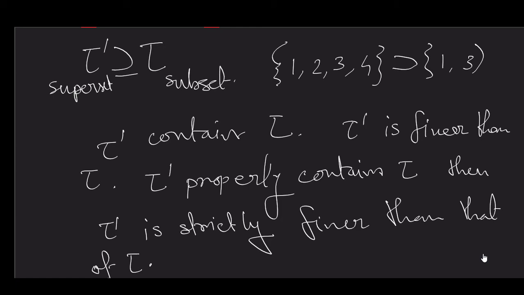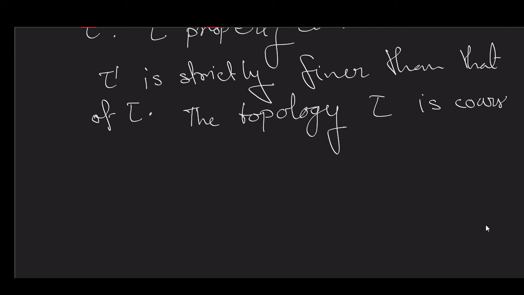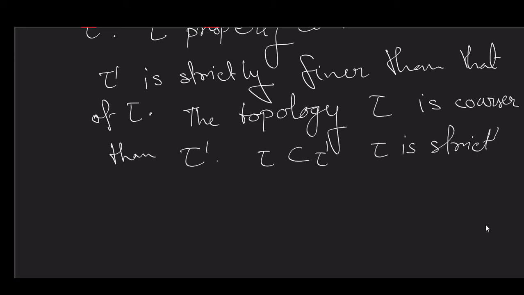tau. And conversely, we can say that if tau is contained in tau dash, the topology tau is coarser than tau dash. And obviously, for properly, you can write it: they are strictly coarser than that. If tau is properly contained in tau dash, then you can write that tau is strictly coarser.